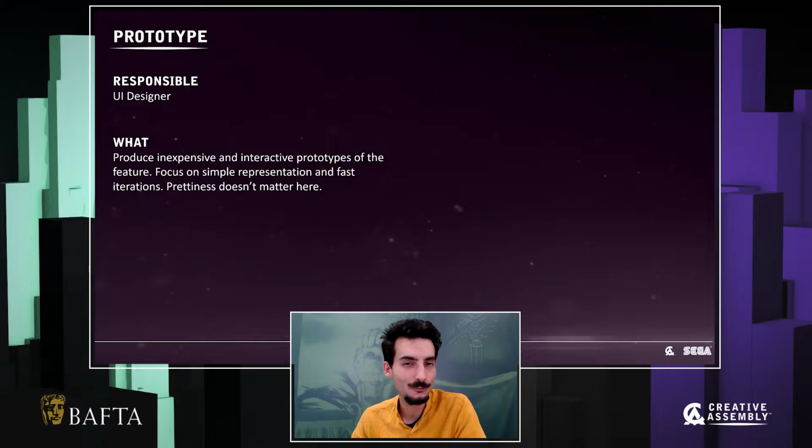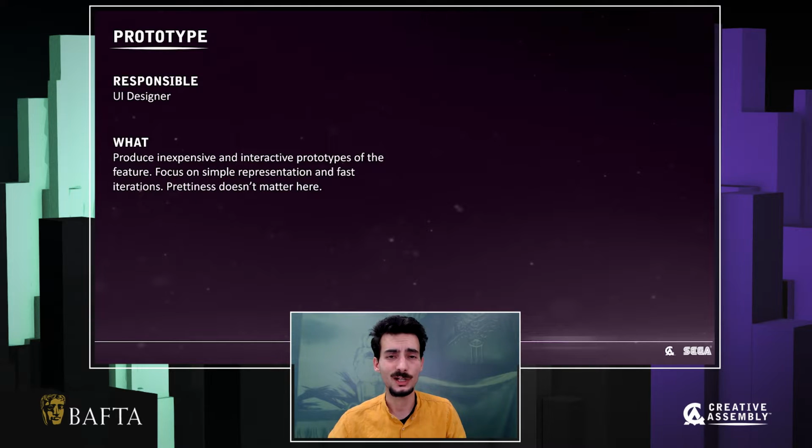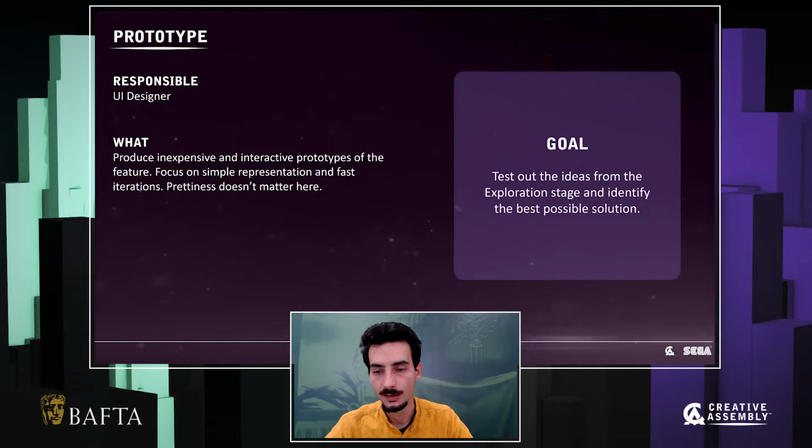So in this stage, what will happen is the UI designer will fire up a prototyping tool. In our case, that's XD or Figma, and they will start producing prototypes of the UI where they try to be experimental. They try to be quick and fast. The aim here is to test out ideas from the previous stage that we came to during the exploration and identify the best possible solution. Now, when creating prototypes, there are a few important guidelines that we try and follow. I'm going to show you a prototype now so that we can see it.